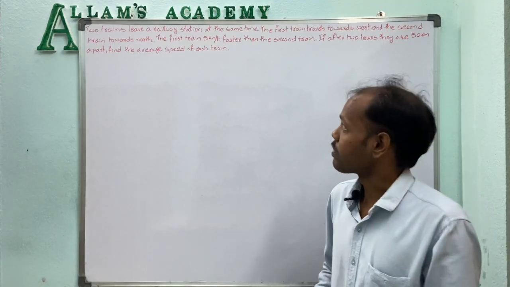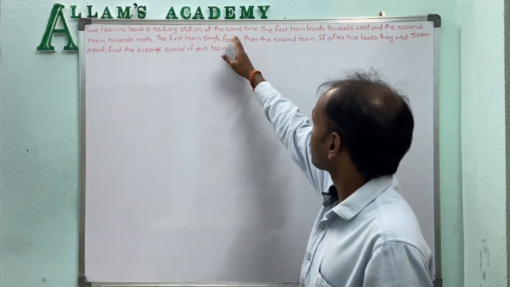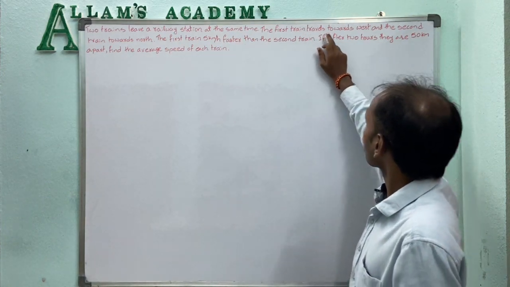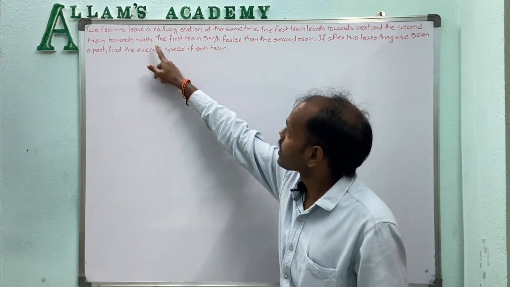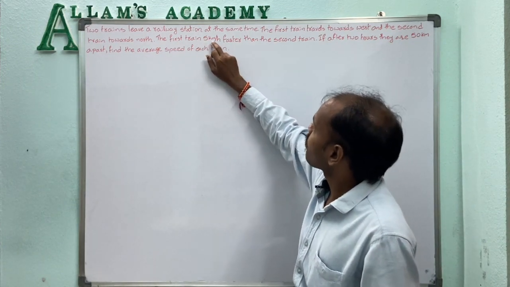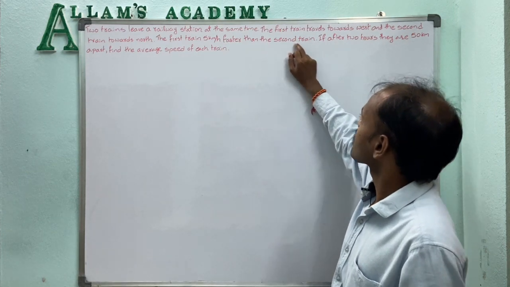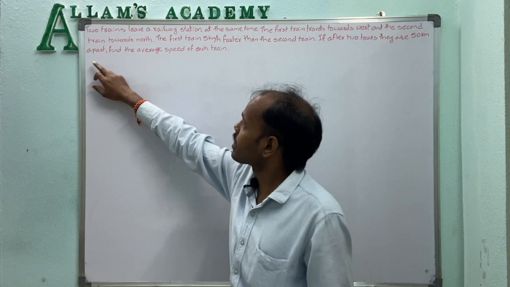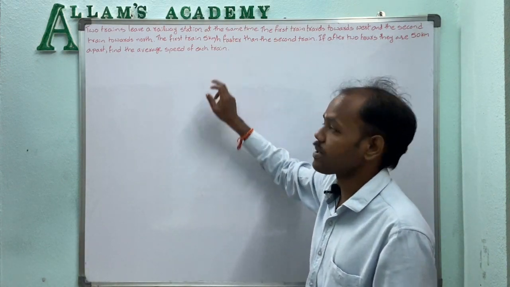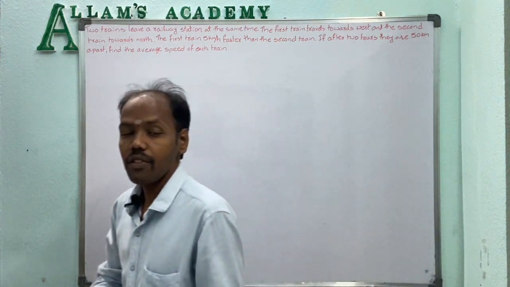Here the problem given: two trains leave a railway station at the same time. The first train travels towards west and the second train travels towards north. The first train is 5 kilometers per hour faster than the second train. If after 2 hours they are 50 kilometers apart, find the average speed of the trains. That is the information given.